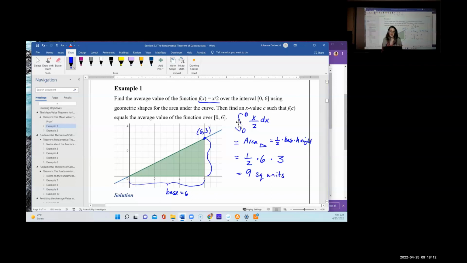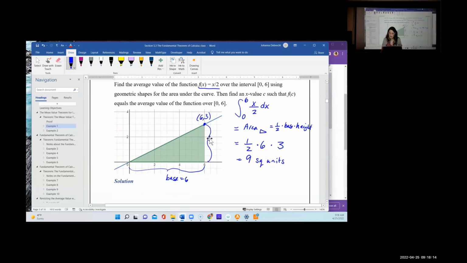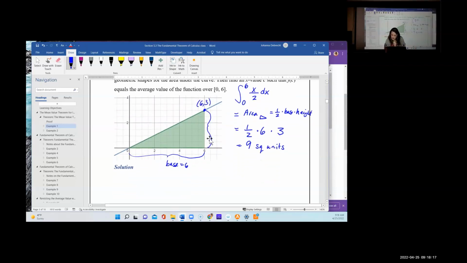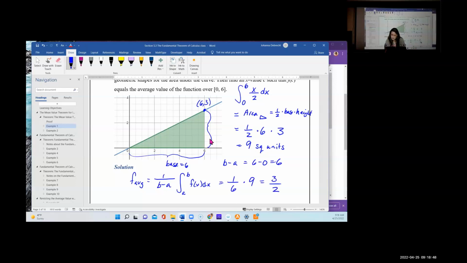Now we want to find that average value, that average height. So the next thing we have to do to find f average is to take 1 over b minus a, the integral from a to b of f of x dx. We have the integral of f of x dx, it's 9 square units, and b minus a is going to be 6 minus 0, which is 6. This gives us 1 over 6 times 9, which is equal to 3 halves.